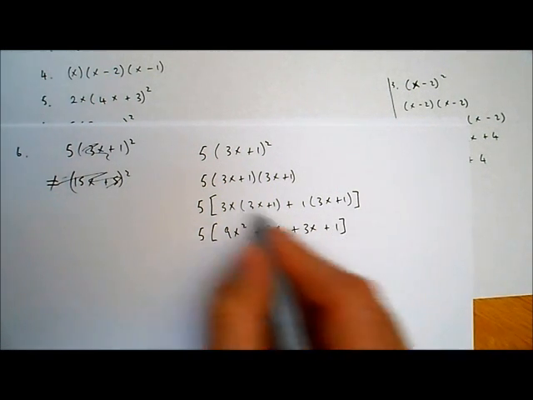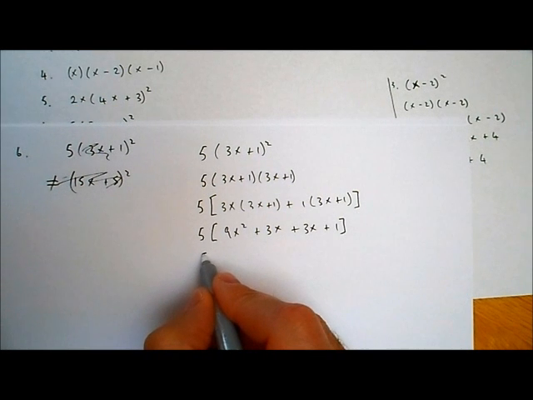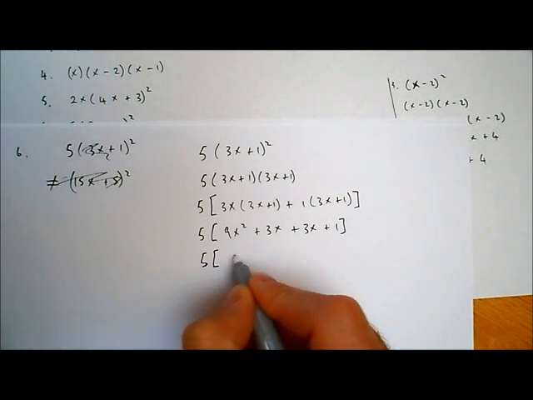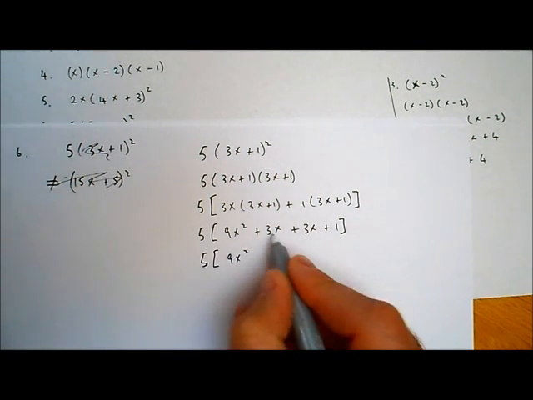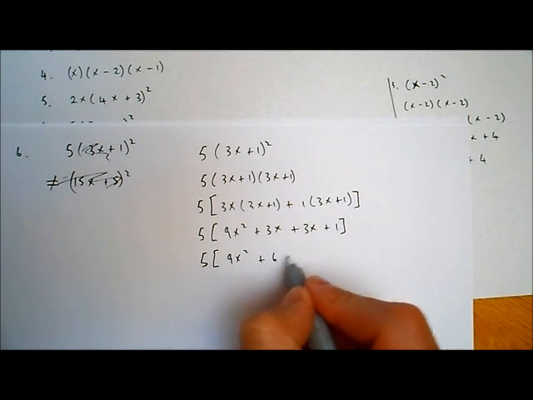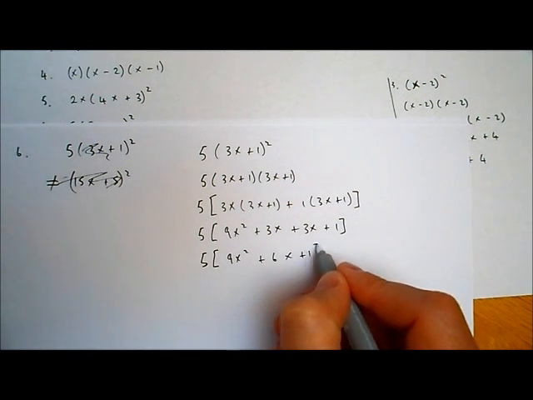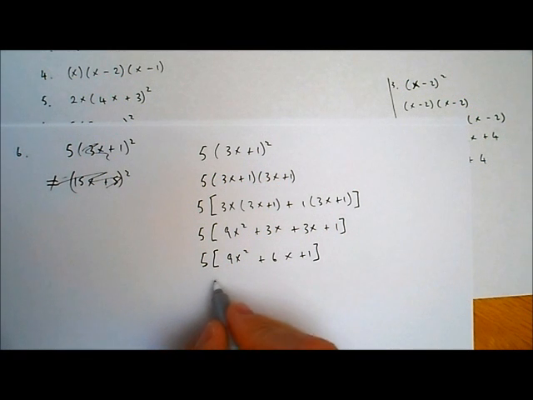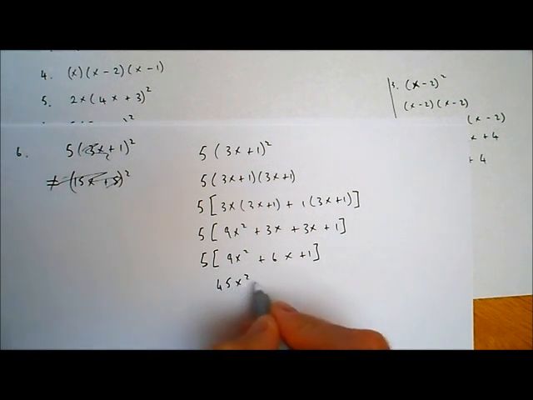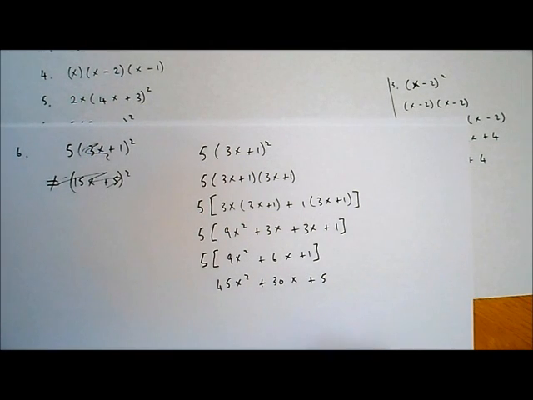So we have that. So we've expanded. Now let's simplify the middle part, the square brackets. So we've got 9x squared. We've got 3x and 3x we can add, so we get plus 6x and then plus 1. So 5 by 9x squared is 45x squared. 5 by 6x is 5 sixes are 30x, and 5 by 1 is plus 5.